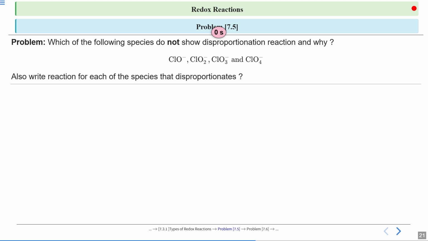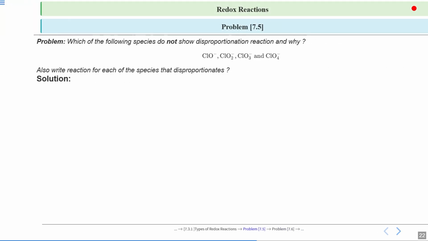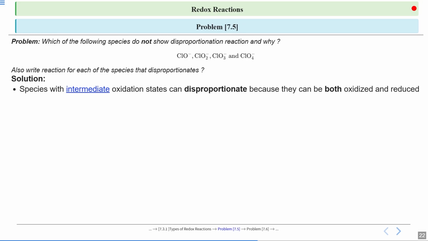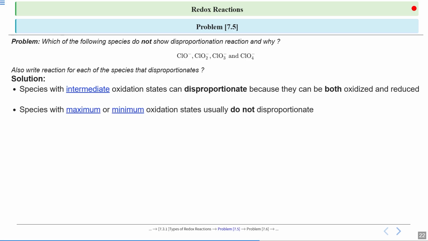Now let's look at the solution. The species with intermediate oxidation state can disproportionate because it can be both oxidized and reduced, while the species that have maximum or minimum oxidation state usually do not disproportionate.